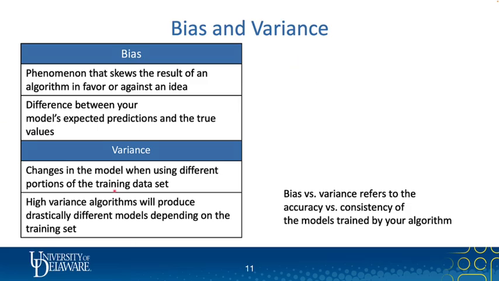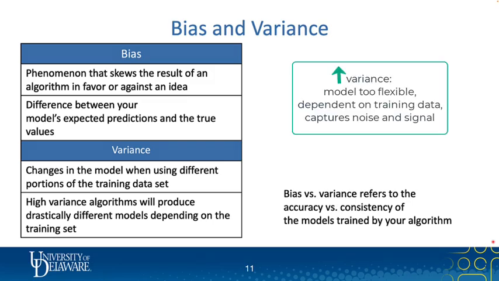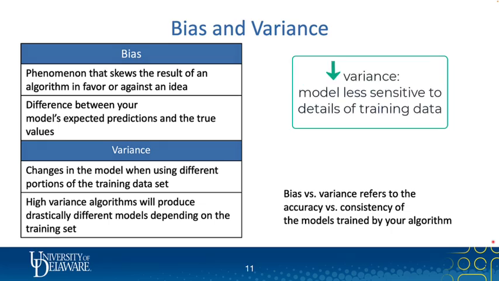Variance, which is here at the lower part of this table, refers to how much a model's predictions change when it's trained on different subsets of the same dataset. It measures the model's sensitivity to small fluctuations in training data. High variance indicates the model is too flexible and overly dependent on the training data, capturing noise along with the signal. This leads to poor generalization to unseen data. Low variance, on the other hand, means the model is less sensitive to specific details of the training data.